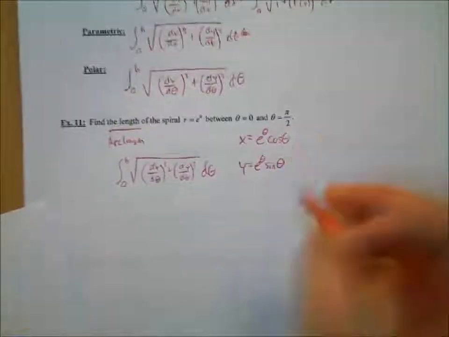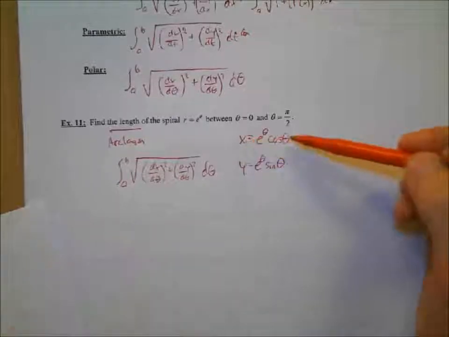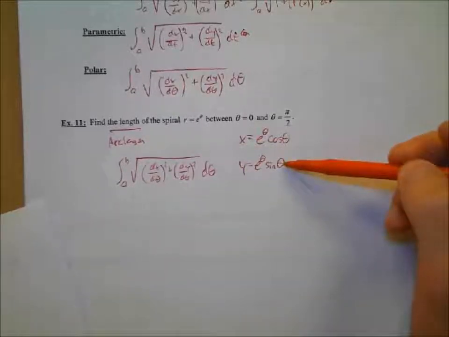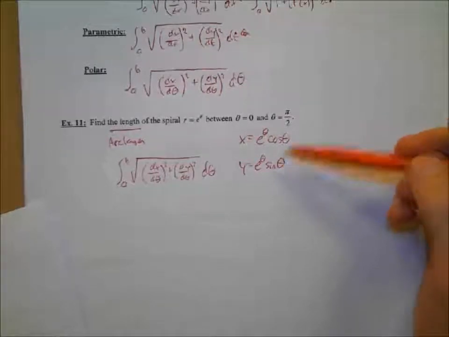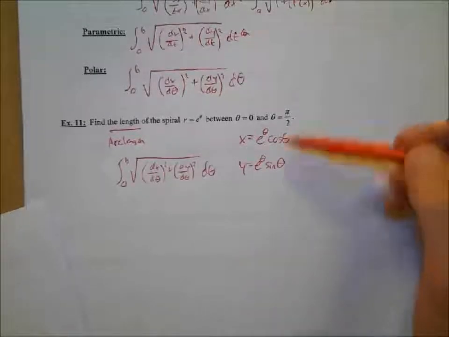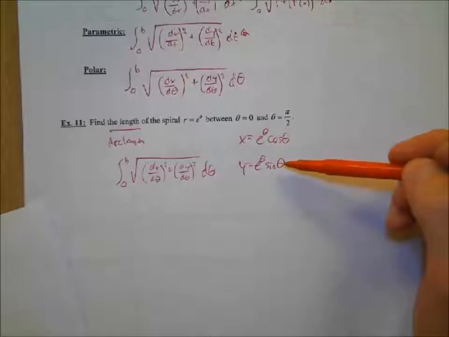So again, what we're really doing here, this is a parametric equation. We're writing x in terms of a parameter. We're writing y in terms of a parameter, okay? We've taken our polar, we've rewritten it in terms of a parametric equation, and now we're just going to essentially use the parametric arc length formula. We're going to take the derivative of this with respect to its parameter squared, plus the derivative of this with respect to its parameter squared as well, and then square root the sum.